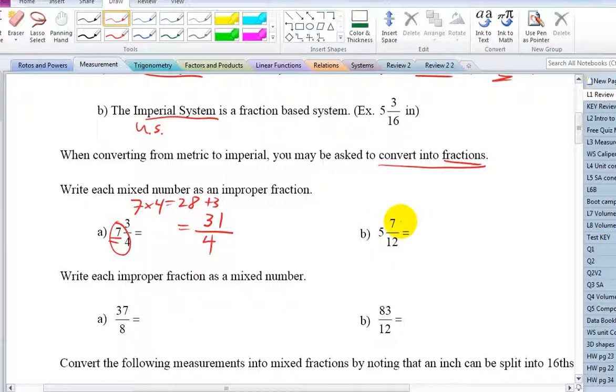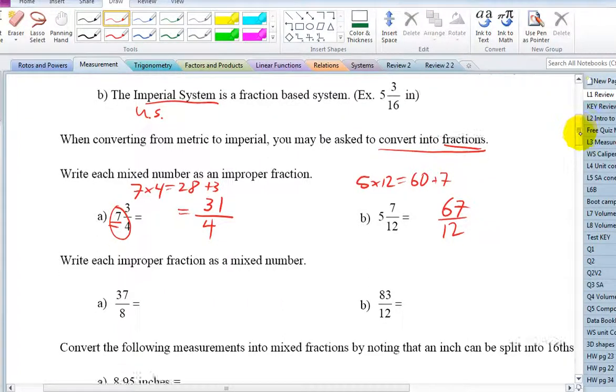Next one, how do you do the next one? Probably what's the answer? Or are you just going to stare at the screen? That's what I want everyone to do. Please do the next one. Animal? Are you not done either? Evan? 67 over 12. Okay? So 5 times 12 equals 60 plus the 7. Knowing your times tables really helps, folks.